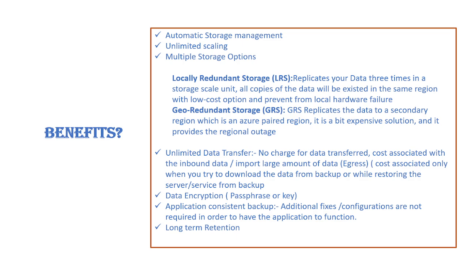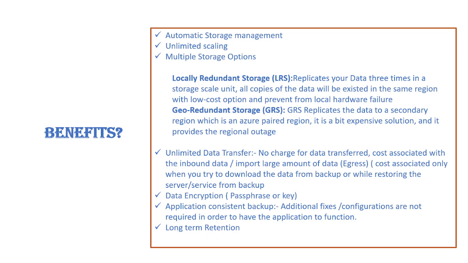Imagine you kept the data in one storage box. Due to some power issue, the storage got burnt. So you lose one copy, but the other 3 copies are there in the same storage scale unit. Different hardware but the same storage scale unit, which has a different power system and different network connectivity. That is called LRS. This is a cheaper option.